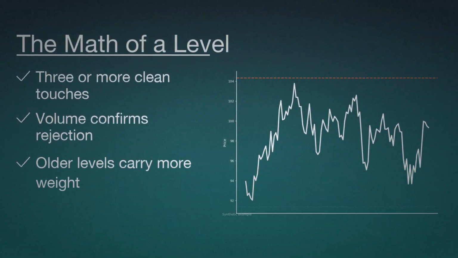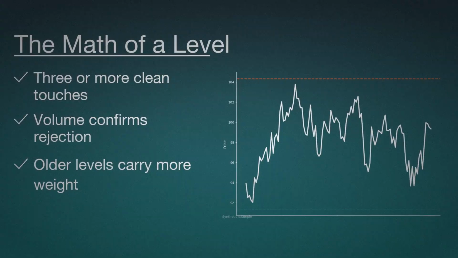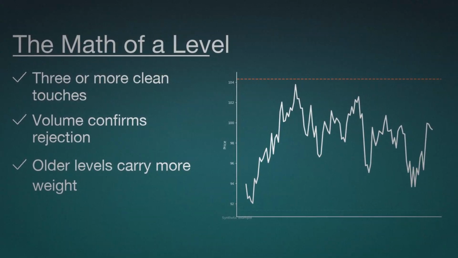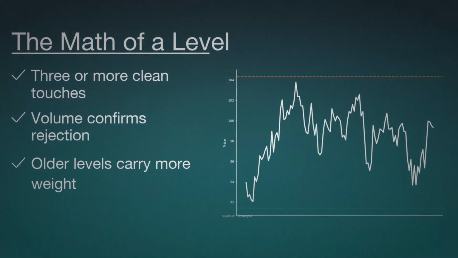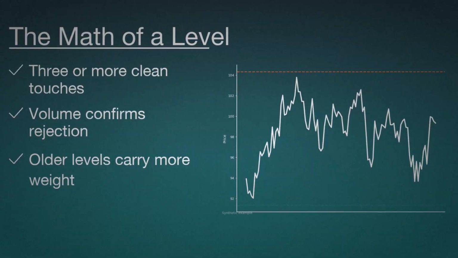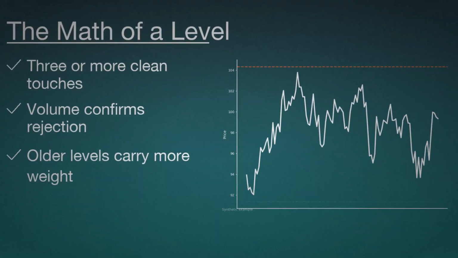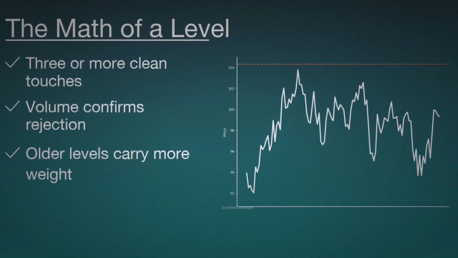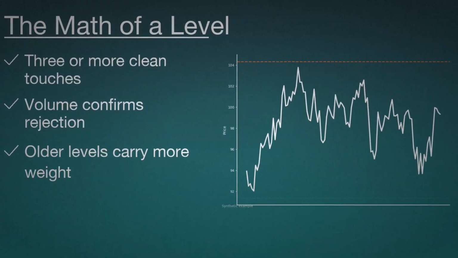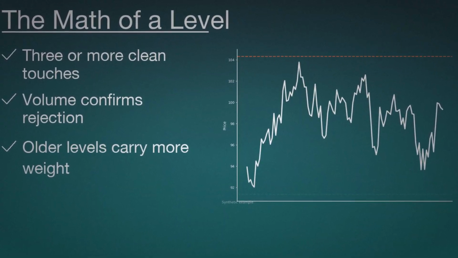A valid level needs 3 ingredients. 1. Multiple touches, ideally 3 or more with clean rejections. 2. Volume confirmation, you want heavy volume at the touch and lighter volume on the move away. 3. Time, a level that held for 6 months matters more than one that held for 6 hours. Quantify it. Count touches, measure the average reaction size in average true range units, and note the volume spike ratio versus the prior 20 bars.